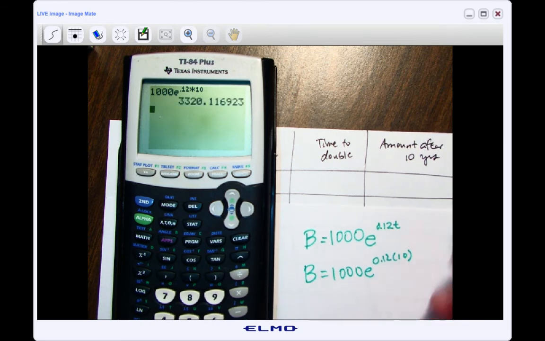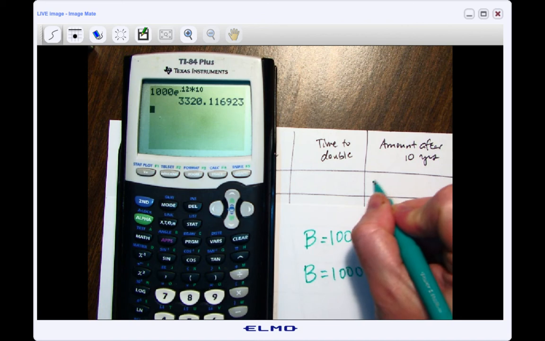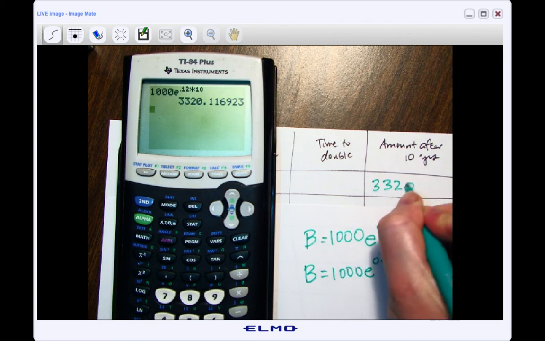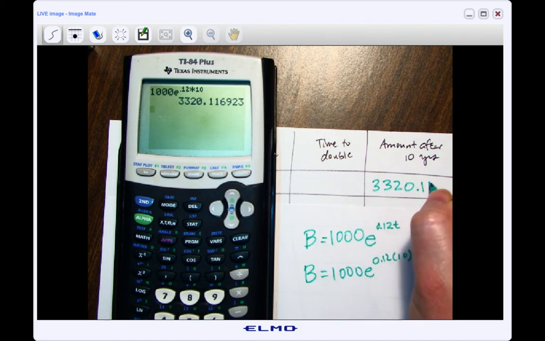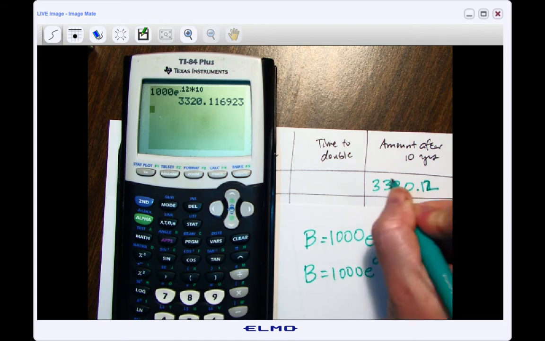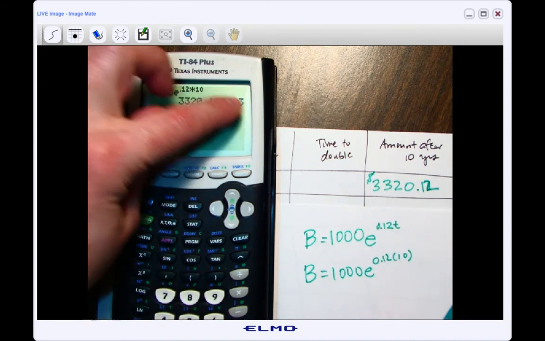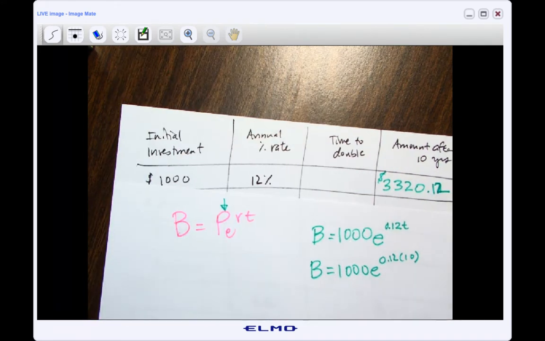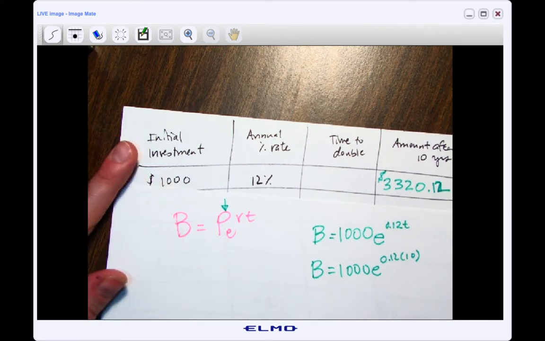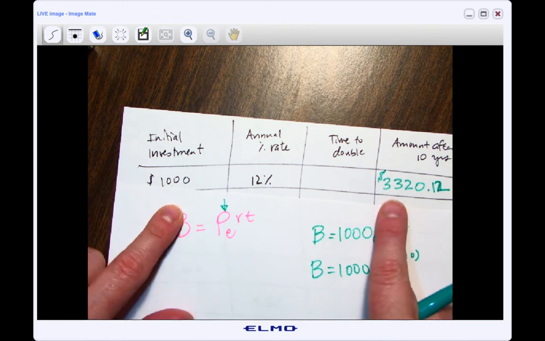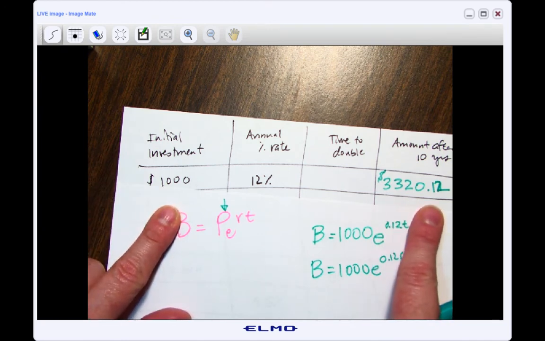So I'm claiming that after 10 years, I'm going to have 3,320, and I'll make it 0.12 since it's money. We'll round to 2 decimal places. Usually I would say round to at least 4 decimal places.